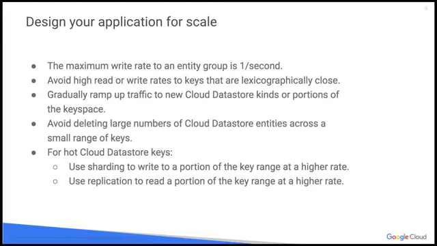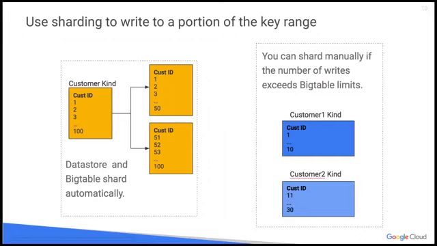Replication can be used to read a portion of the key range at a higher rate than Bigtable permits. You should use sharding to write to a portion of the key range at a higher rate than Bigtable permits. Sharding splits a single entity into many. Data Store and Bigtable will shard automatically, but if your application requires more writes than Bigtable's limits, you can shard manually.